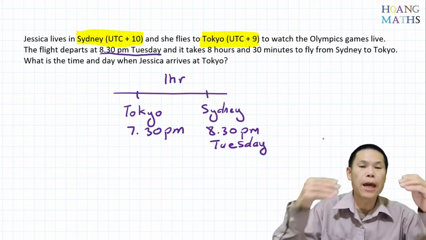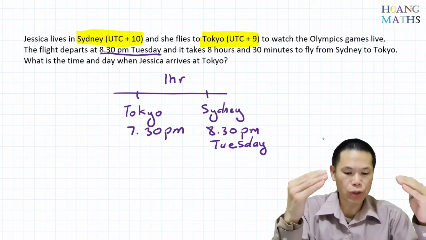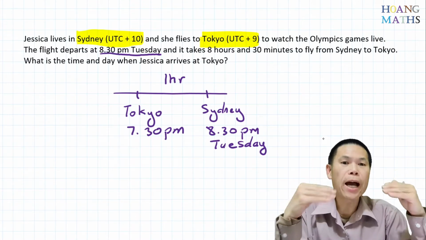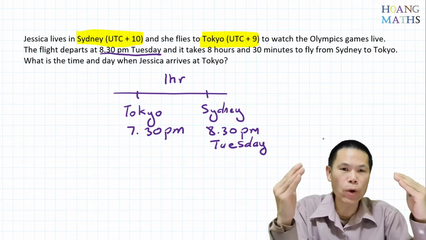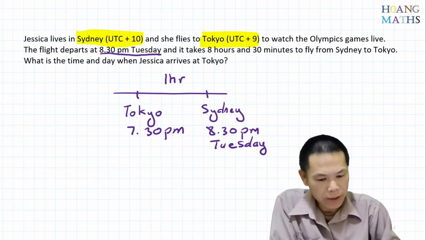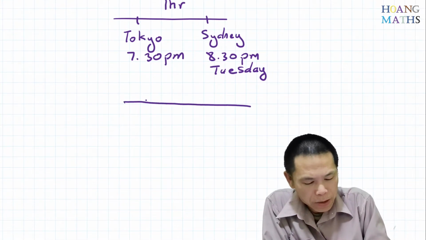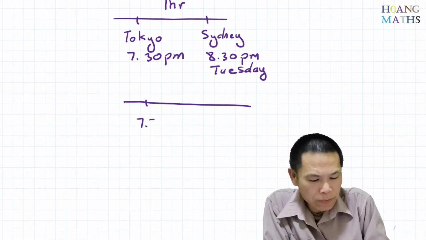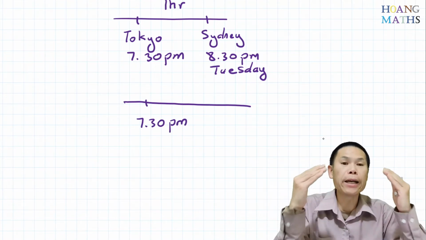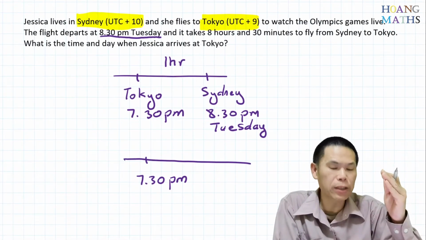And we know that the flight takes 8.5 hours. So we just start from Tokyo time and add 8.5 hours. The way to do this is I can just quickly draw a timeline. So we start another timeline. This is Tokyo, 7:30 p.m., and we add 8.5 hours because the flight takes 8.5 hours to fly.